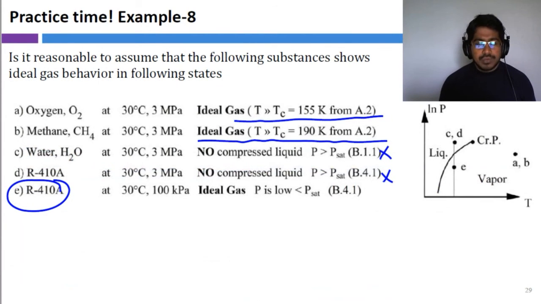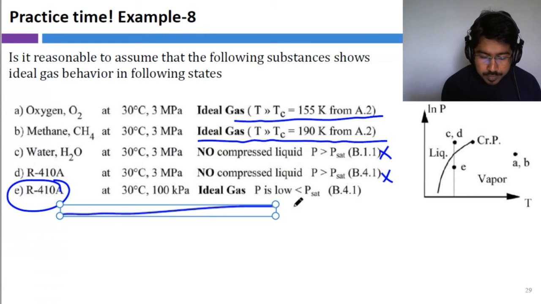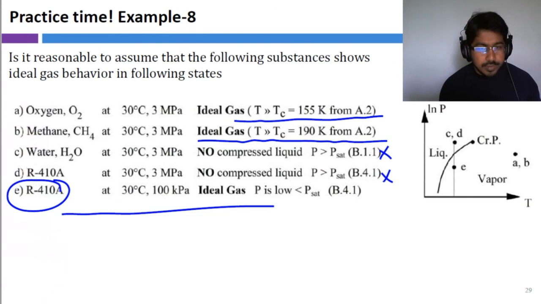For other substances, first of all, you need to know whether they are in the vapor region at least before coming to any conclusions. If it is not in the vapor region, there's no point even checking the other parameters. Therefore, you use the saturated property tables to determine the phase of the substance. And even after determining the phase, let's say in part E, you figure out that it's a vapor.